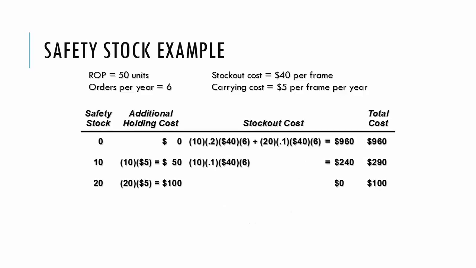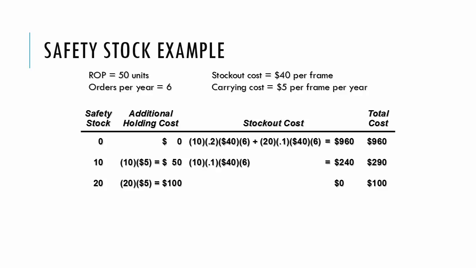So again, a nice tabular format. With a safety stock of 0, that's at our current reorder point of 50, we don't have any additional holding cost. Makes sense, we're not holding anything extra. Our stockout cost though is we stock out 10 when 60 shows up. That happens 20% of the time, times 40, times 6 times a year. Plus we stock out 20, 10% of the time. That's times 40 times 6, that's $960. So the total cost is $960.